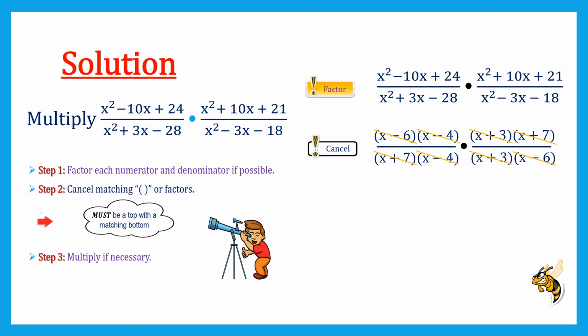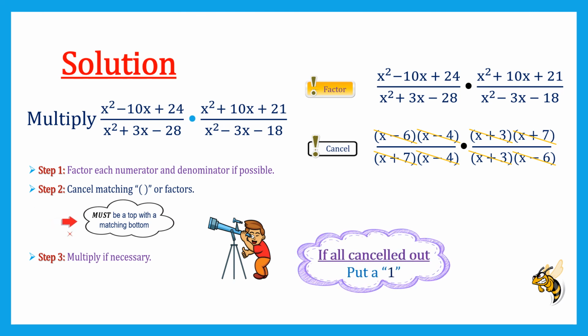And when we take a good look, we notice that everything cancels from the top, and everything cancels from the bottom. Remember, if all cancel out, we put a 1. So therefore, it's going to be 1, because 1 over 1 is just 1. And that's the final answer.